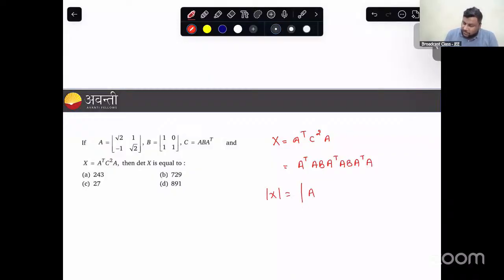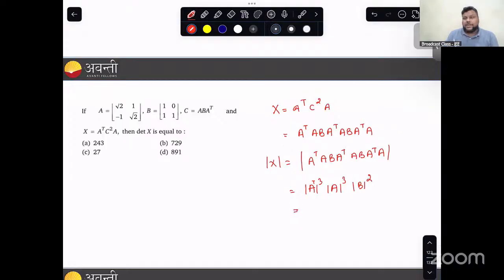Determinant of A transpose, A, B, A transpose, A, B, A transpose into A. That is 3 times A transpose, 3 times A, and B, 2 times B. Correct. Now determinant of A transpose is equal to determinant of A. So determinant of A to the power 6, determinant of B square.